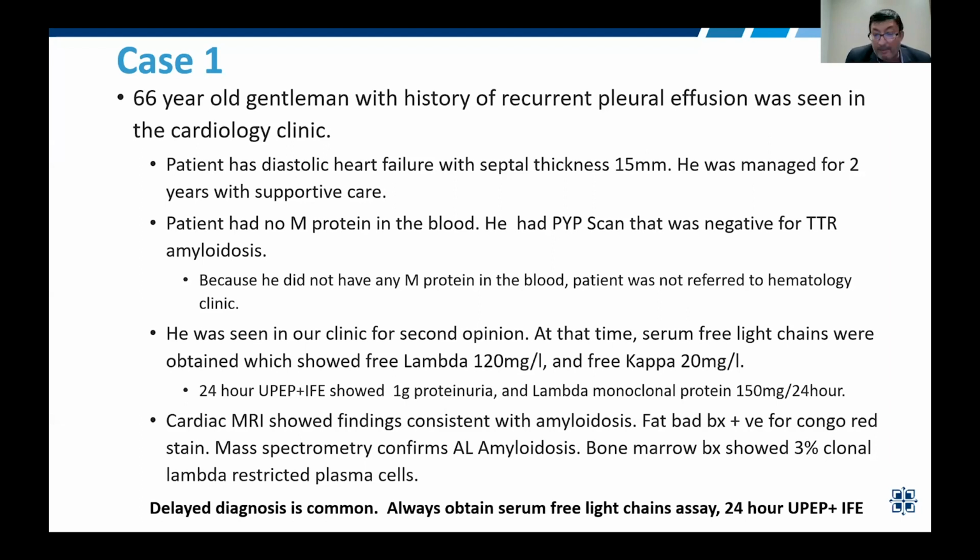Then we did cardiac MR consistent with amyloidosis, and the fat pad biopsy was obtained at that time, and it was positive for Congo red stain. We did additional testing and mass spectrometry confirmed the diagnosis. And the bone marrow has a very small clonal population of 3% clonal lambda restricted plasma cells.